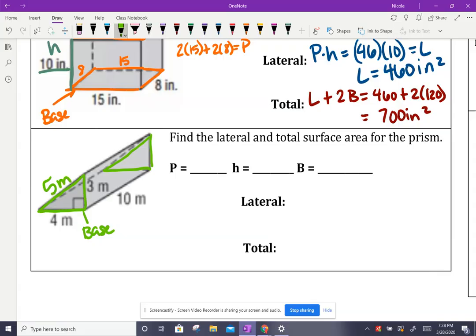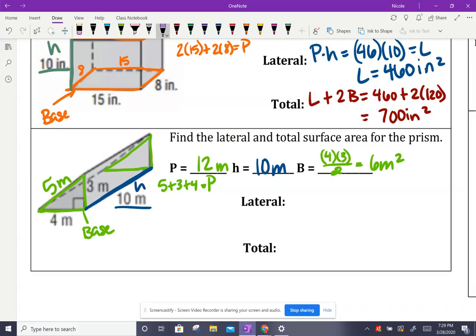So for the perimeter, I'm going to add all 3 together. 5 plus 3 plus 4 is going to give us 12 meters. And then the height is, remember, the distance between the two bases, which is 10 meters. And then the area of a base, we have a triangle here, which is base times height divided by 2. And so we have 4 times 3 divided by 2. That's going to give us 6 meters squared for the area of one base.